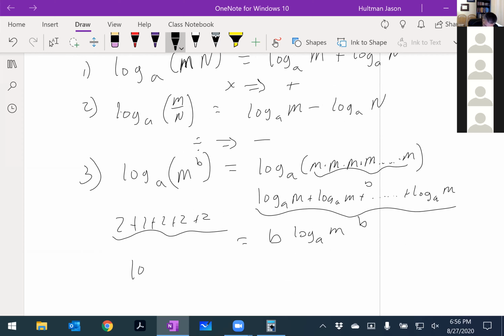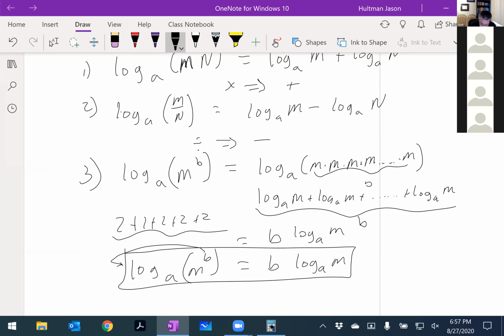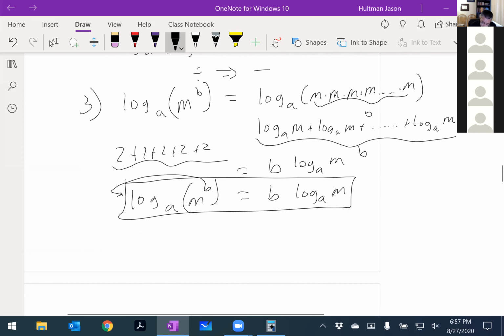So the log base a of m to the b power is equal to, we can basically just put the b in front. That's kind of the way we're thinking. If you had to teach this to a 5th grader, you wouldn't go through all this. You would just say, hey, here's the rule. If you see a log to a power, drop the power down and put the power in front. This is b times log base a of m. So that's the rule. It's rule number 3.